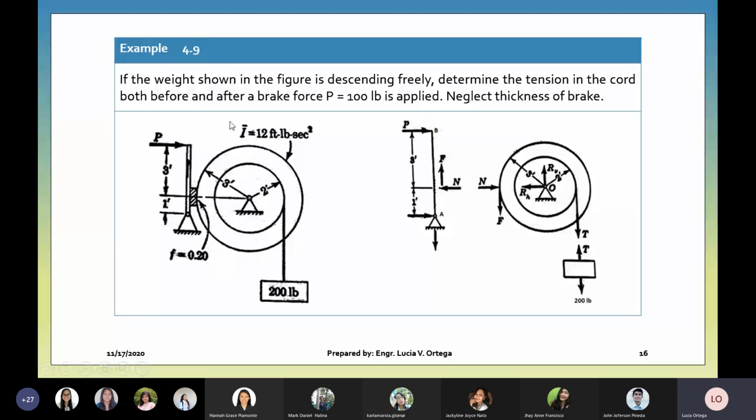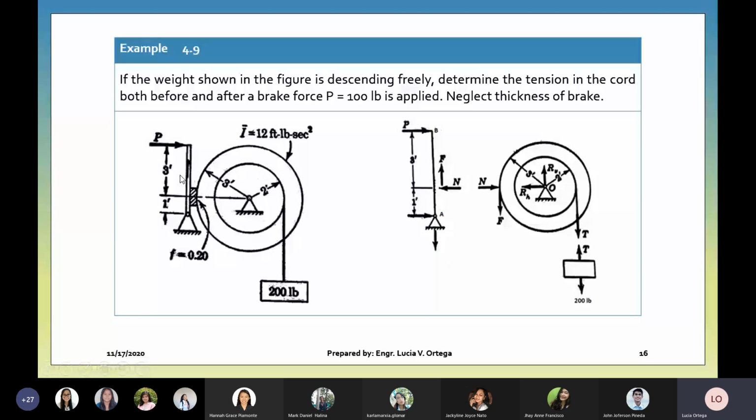Mass moment of inertia is given as 12 foot-pounds second square. And the weight here is 200 pounds. There is a radius here of 2 feet and then this is 3 feet. The distance from the hinge support to the brake is 1 foot and this is 3 feet.